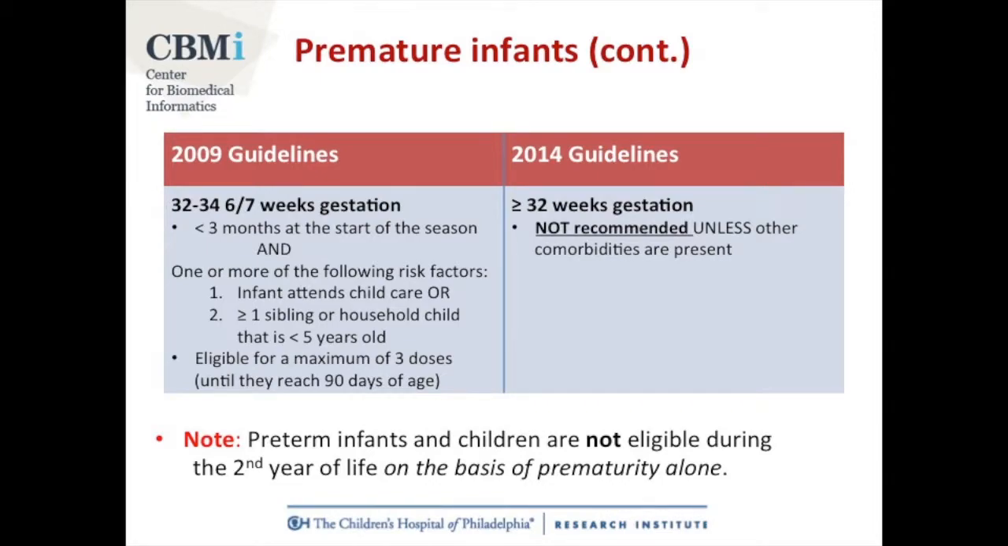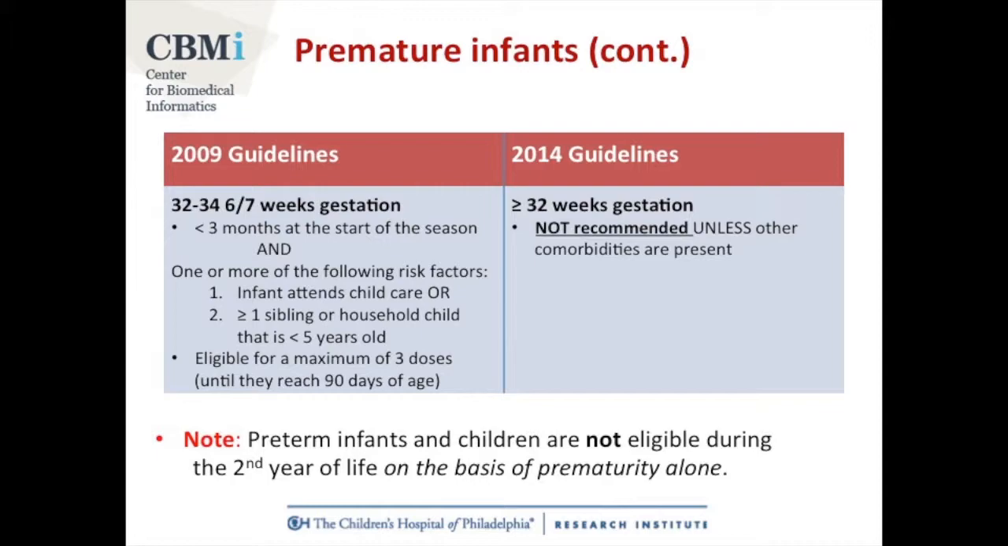Furthermore, in the 2009 guidelines, there was eligibility for the later preterm infants who were 32 to 34 and 6 weeks gestation. If they were less than 3 months at the start of the season and they had one or more of the following risk factors, which was a child attending childcare or daycare, or having at least one sibling or long-term household contact that's less than 5 years old, they would be eligible for a maximum of 3 doses that would carry them through until they were 90 days of age. Once they hit 90 days of age, their doses would stop. They would no longer be eligible because that was deemed as their highest risk period.